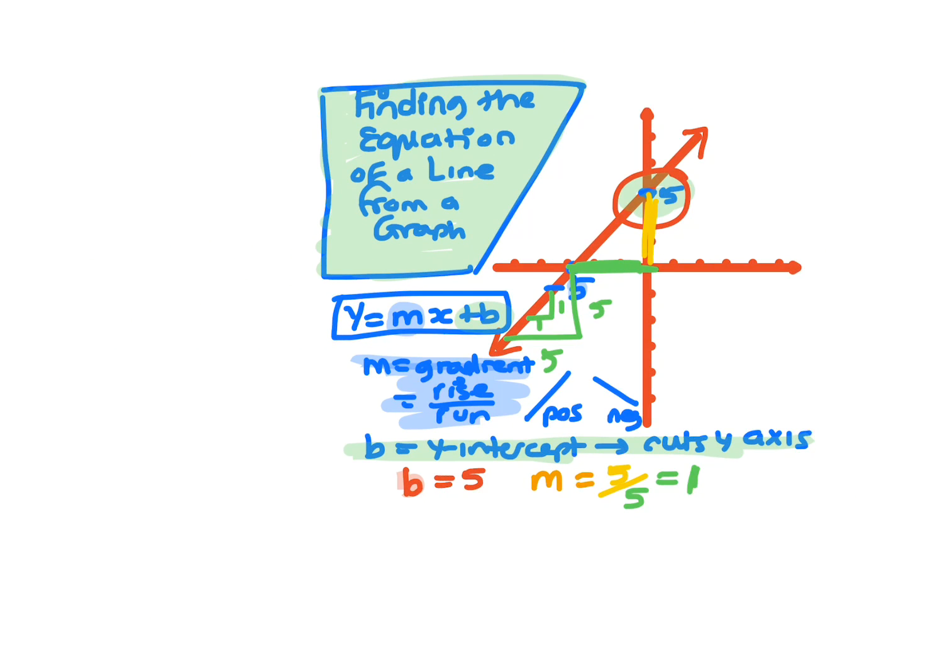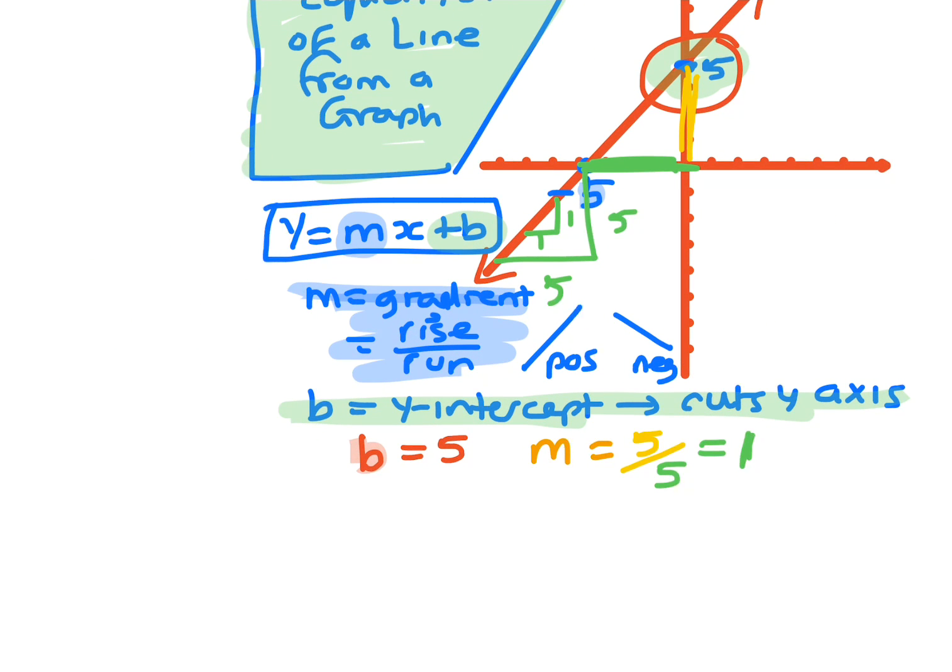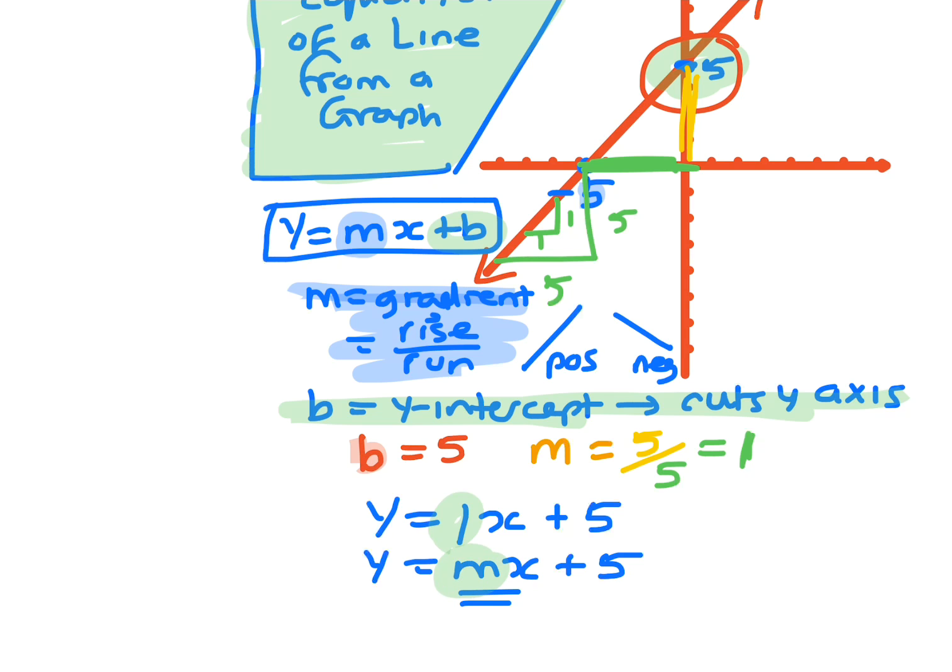So now I have two things. I have my y-intercept and I have my gradient. So the gradient is 1x plus 5. See, that models that formula, mx plus 5. So the number in front of the x is the gradient, and the other constant number, that is your y-intercept. Okay, and that's where it cuts the y-axis, which is 5.